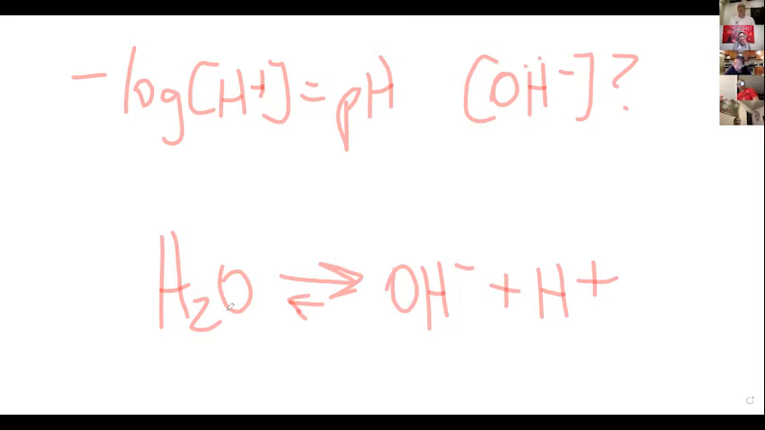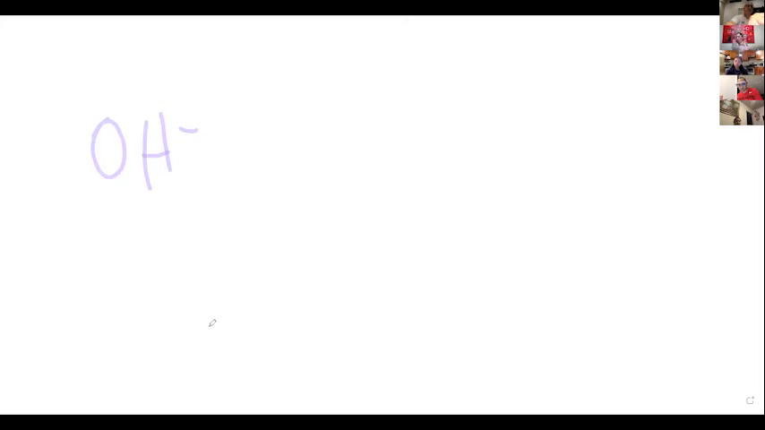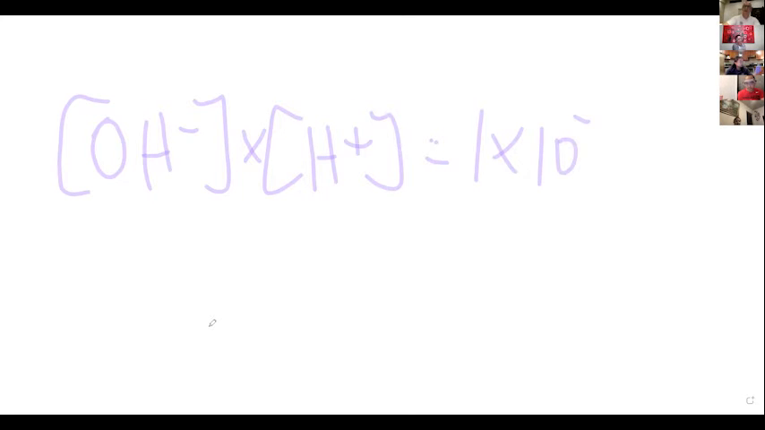Remember that at any time, a very, very small amount of water is breaking down into hydroxide ion and H plus, and there's an equilibrium called Kw, W for water, that regulates how much this reaction goes forward. The Kw of water is 1 times 10 to the minus 14. And where does that number come from? It comes from the molar concentration of hydroxide and the molar concentration of H plus. In other words, the molar concentration of hydroxide times the molar concentration of H plus is 1 times 10 to the minus 14.